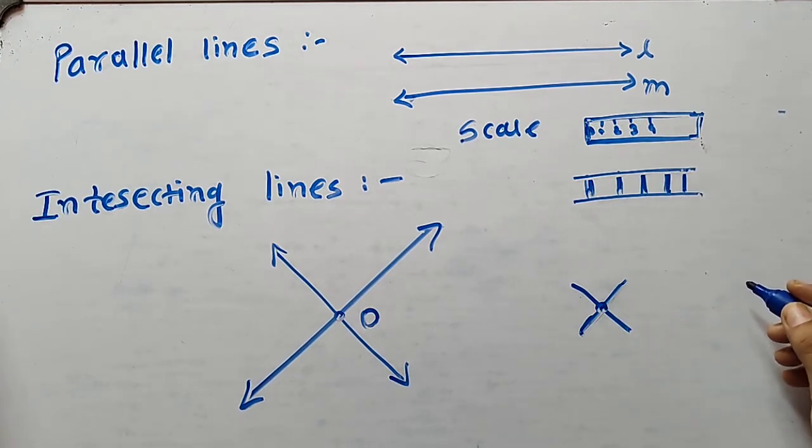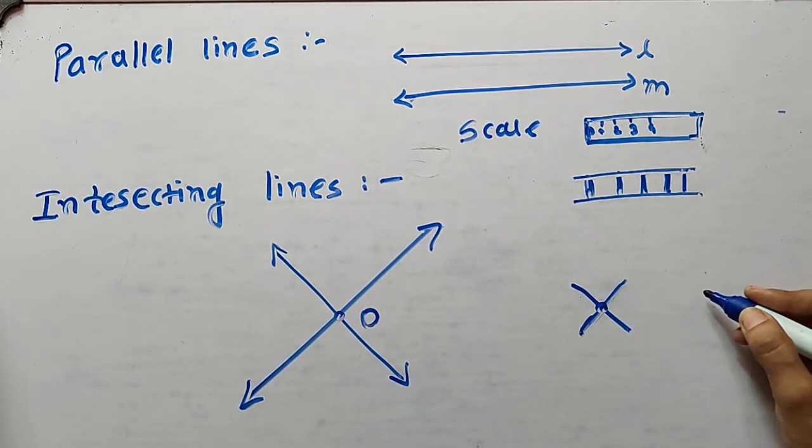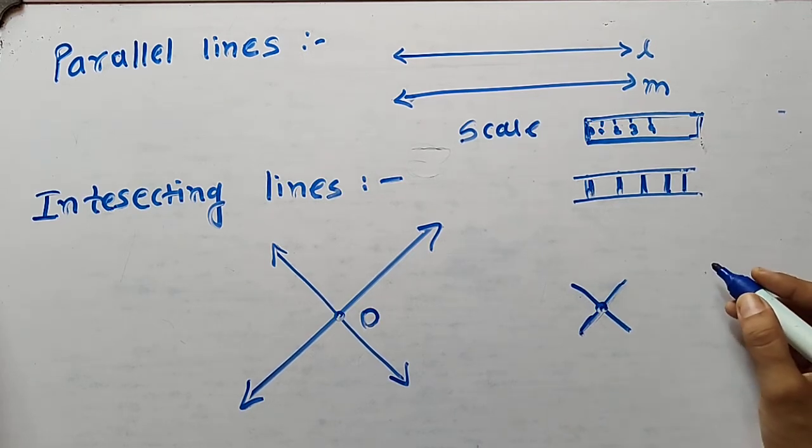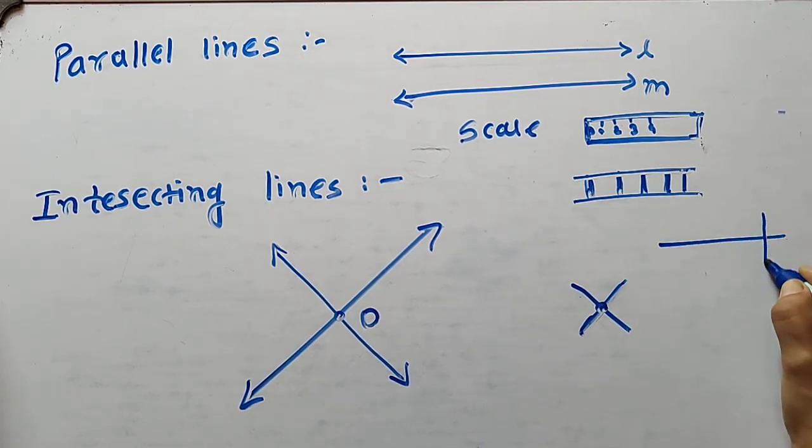Then a crossing road again has one common point. Suppose your notebook: this is one edge and this is another adjacent edge. So this point again is an intersecting point. This type of lines are called intersecting lines.